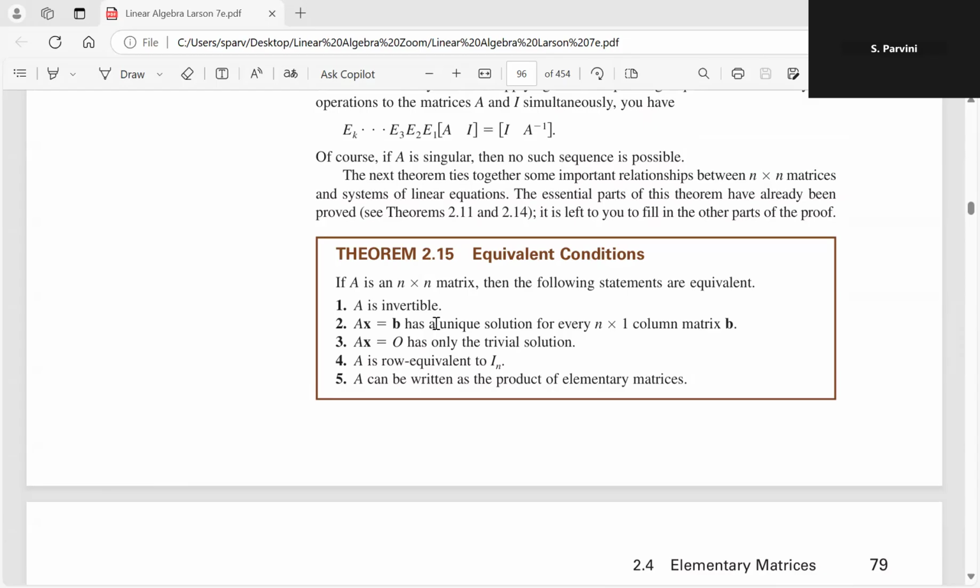Okay, so the first part, matrix A. If A is invertible, that means it has an inverse, right? If A has an inverse, that's number 1, then it follows that AX equals B has a unique solution. It follows that the solution to the homogeneous system, number 3, AX equals 0.